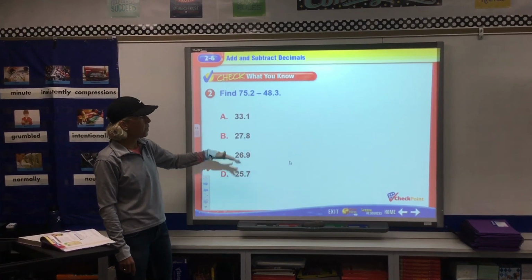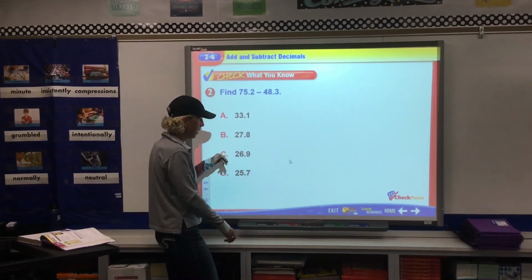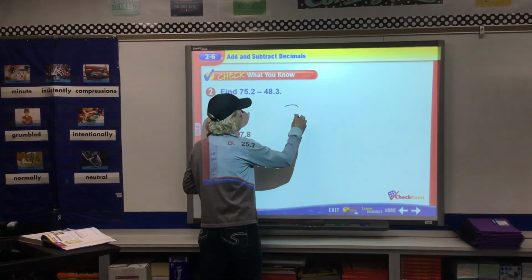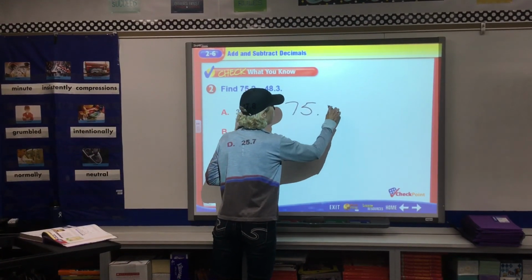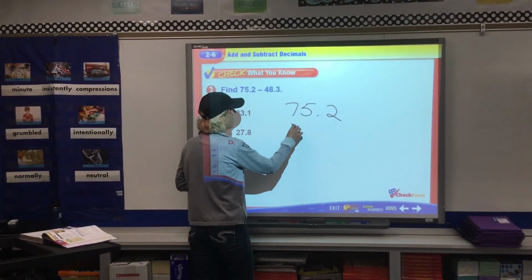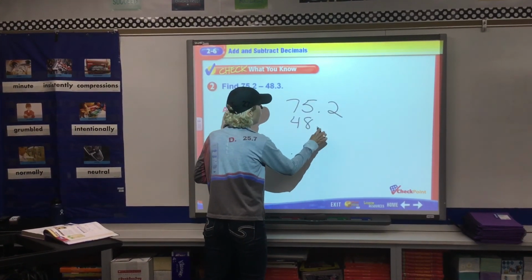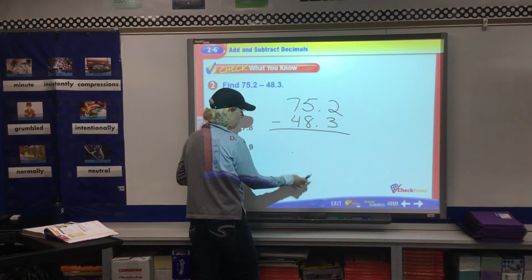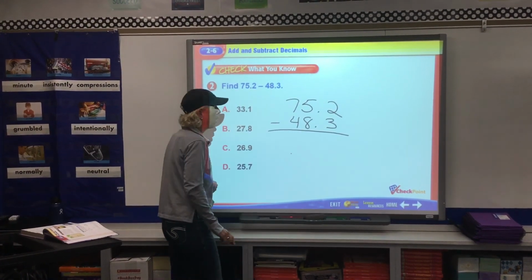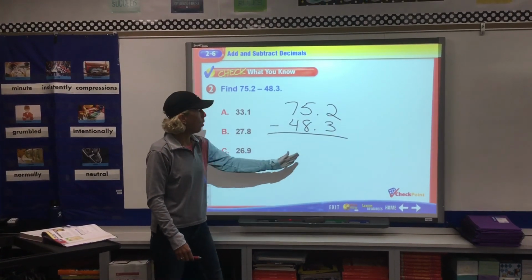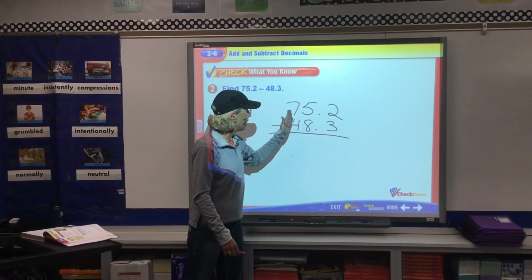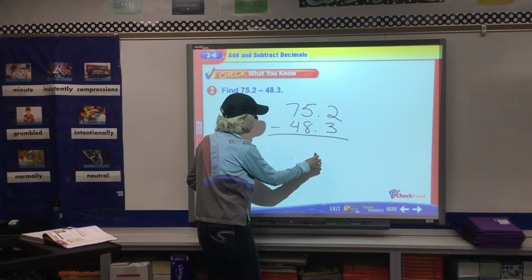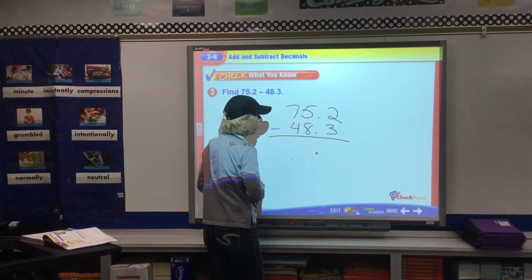Okay, here's another problem that we have to practice with. They give us the problem 75 and 2/10 minus 48 and 3/10. And again, we're subtracting. Okay, I look at that problem. It's all ready to go. I've lined up my digits according to place value. I'm using my decimal as an anchor. I'm going to bring that down right now so I don't forget.